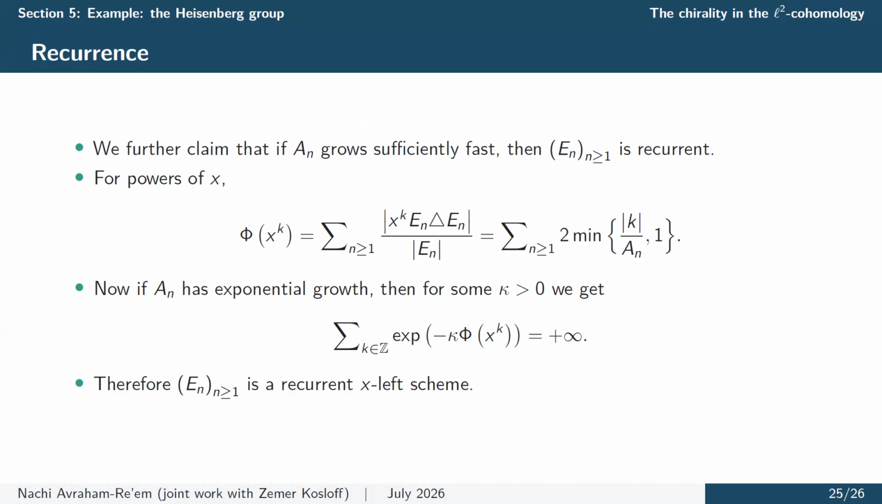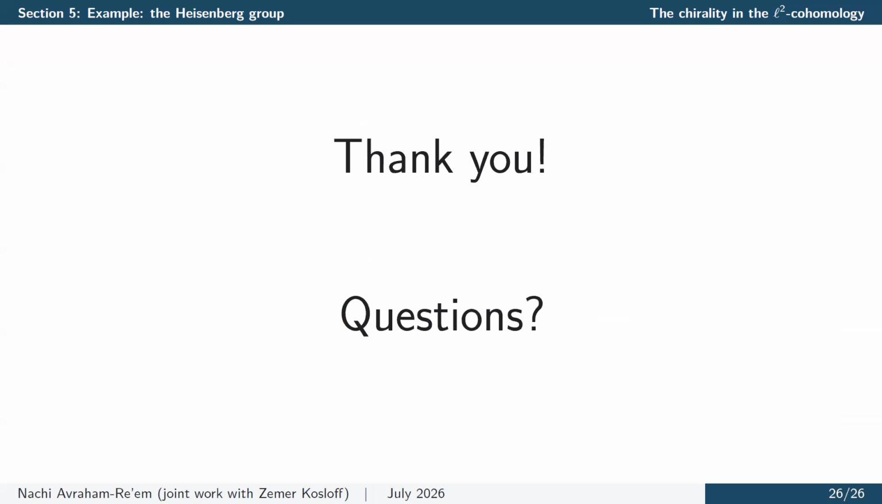So in many concrete cases, also in the paper, we included some concrete examples. In the Heisenberg group, in other groups, you can actually see those left schemes, those sequences of finite subsets which demonstrate different left and right behavior. So this is the geometric property that I think explains best this asymmetry.